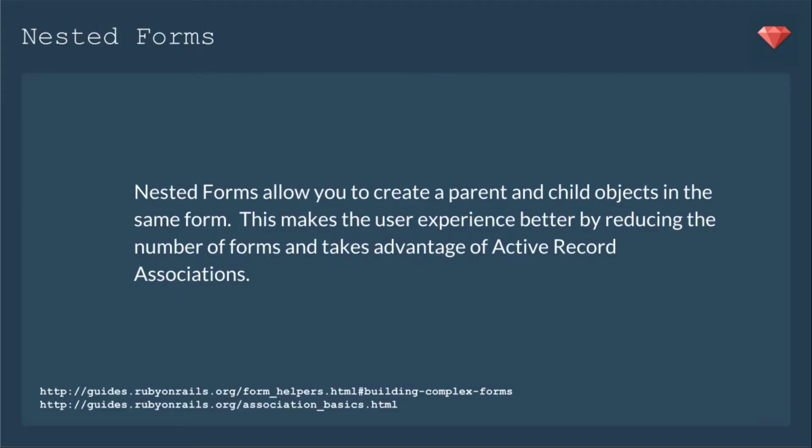Nested forms allow you to create parent and child objects in the same form. This makes the user experience better by reducing the number of forms and takes advantage of Active Record associations. Nested forms come in handy when you have an app that has a lot of parent and child associations, and the user might need to create these. You can check out the links down below for the Ruby on Rails guides, especially for building complex forms, and just a reminder about association basics.